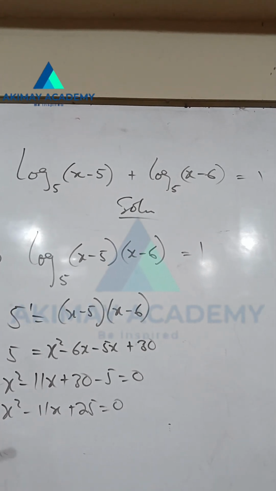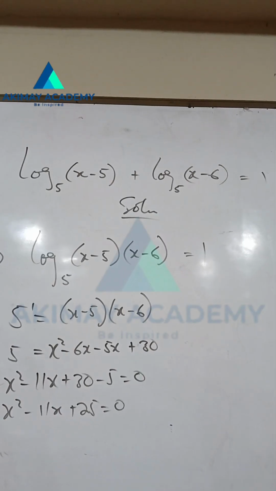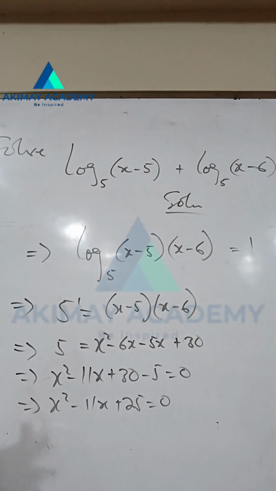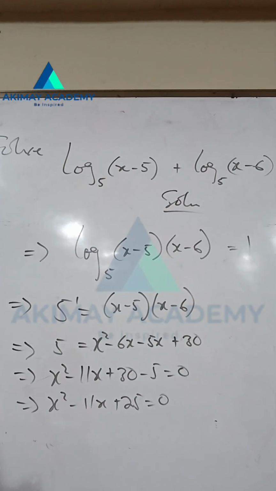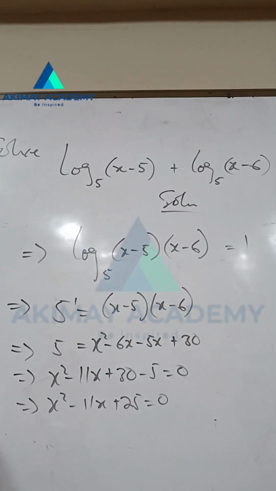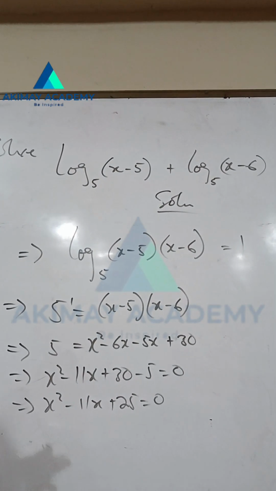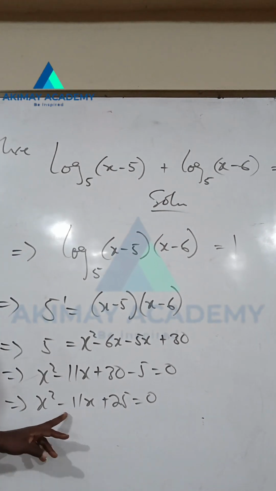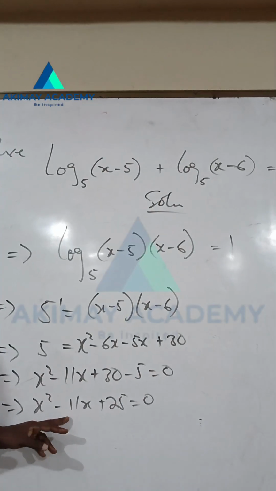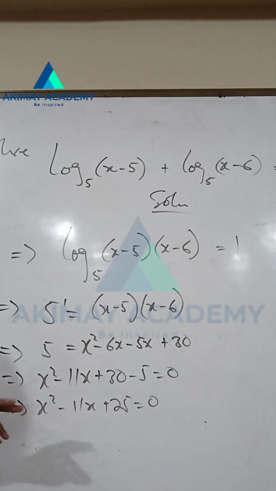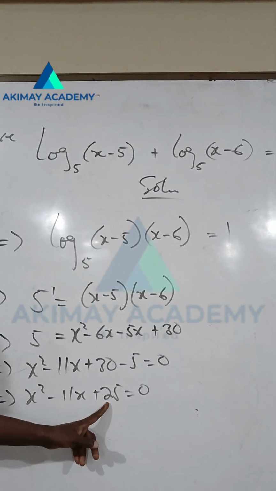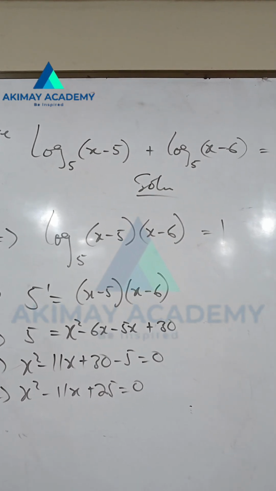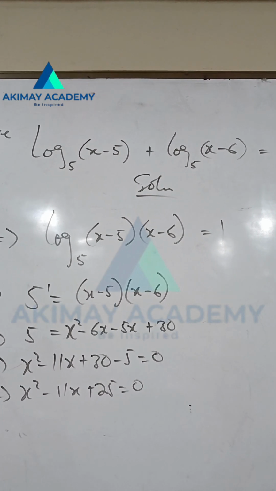You can use either factorization, or completion of squares, or the quadratic formula. You can use any of them. So let's try to use factorization over here. We have 25 sitting here and minus 11. So we need two factors which, when we multiply, should give 25, and when we add, should give minus 11. And what are these two factors?